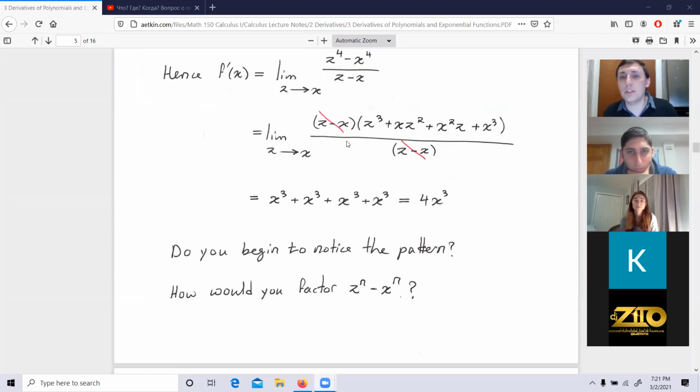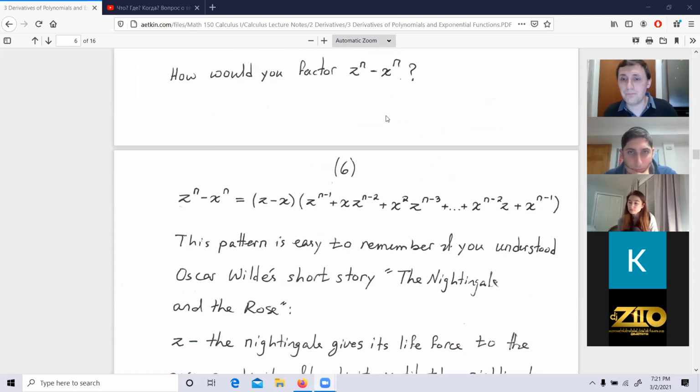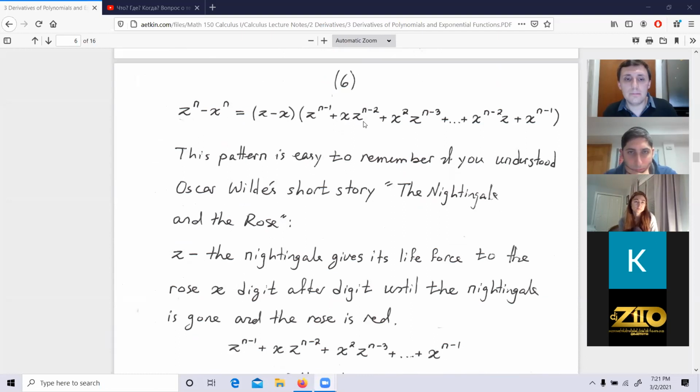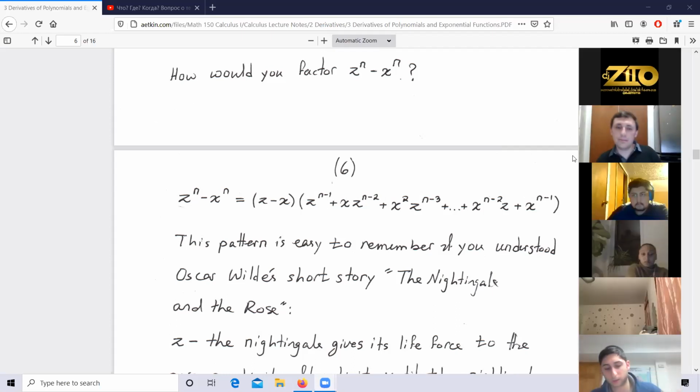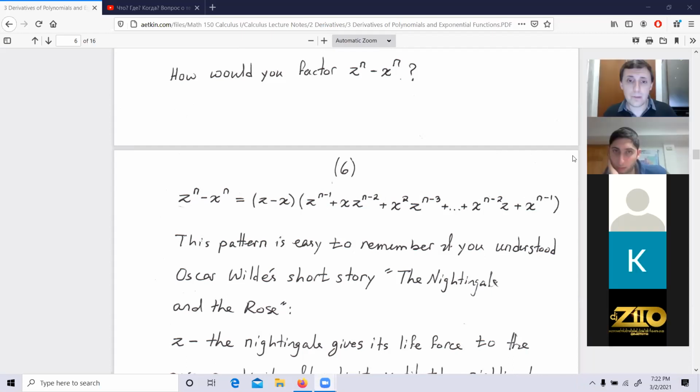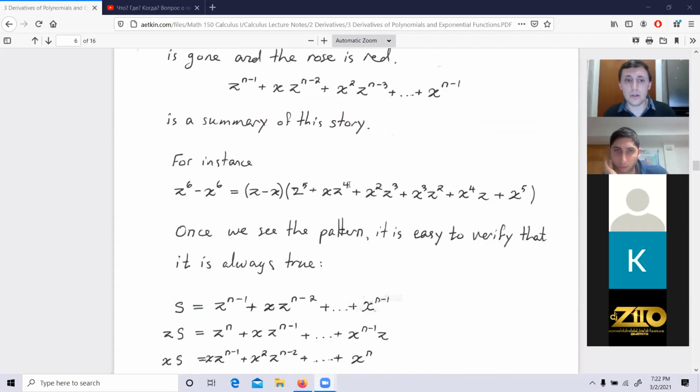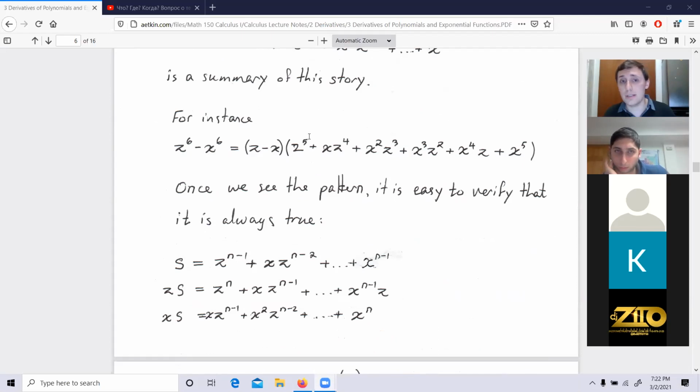Okay, so now let's do it in general for z to the n minus x to the n. So z to the power of n minus x to the n is z minus x times z to the power n minus 1, 1 power less, plus all the way until I have no more z. You understand? Z will give its power. It's very easy to remember. One power after another until there is no more z. Good? Here it is, guys. So here is z to the 6 minus x to the 6. You see, z to the 5, z to the 4, 3, 2, 1, 0.